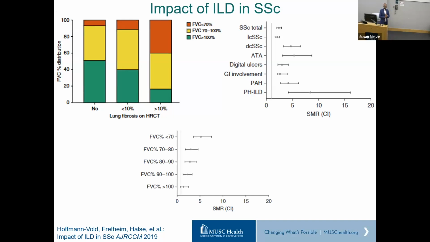Looking at standardized mortality ratio within the ILD framework, one way of looking at it is that we know ILD translates to FVC, or change in your lung function, and how a change in lung function translates to mortality. And you see the lower your FVC percent predicted, the higher the mortality risk.